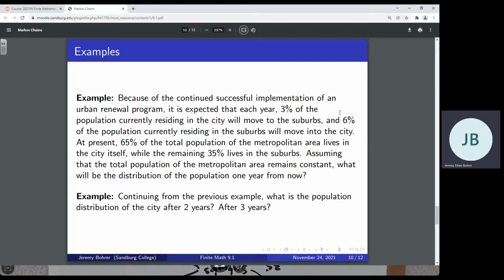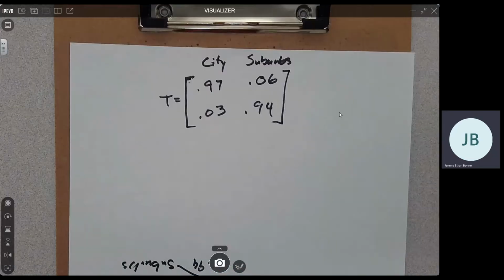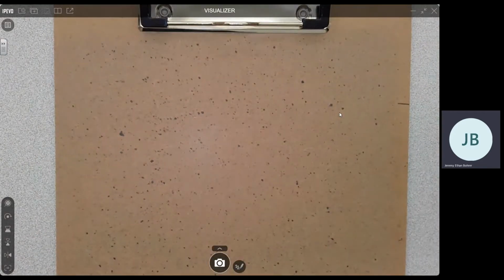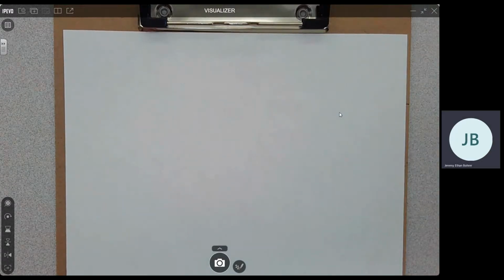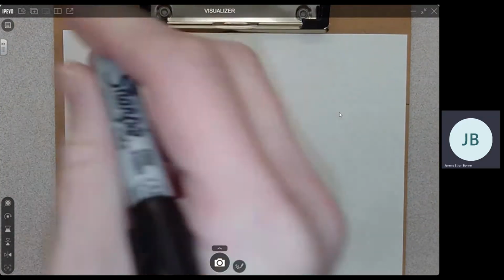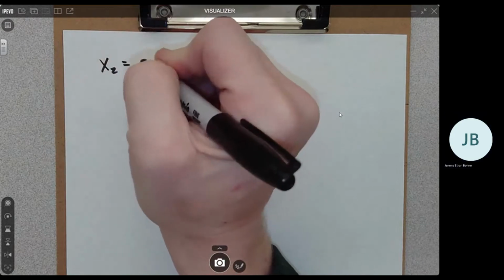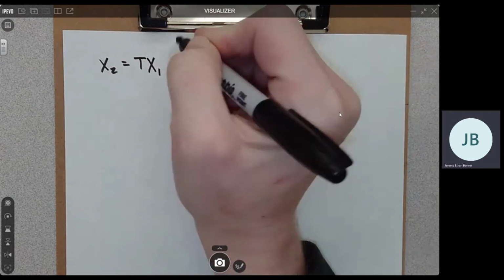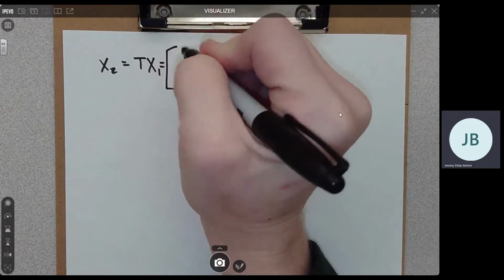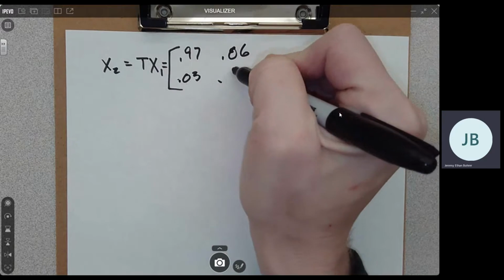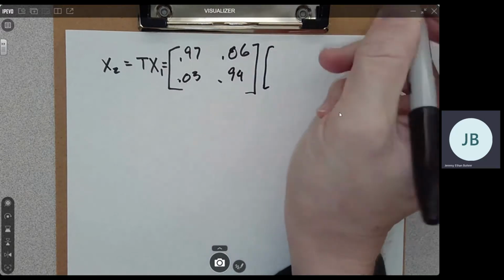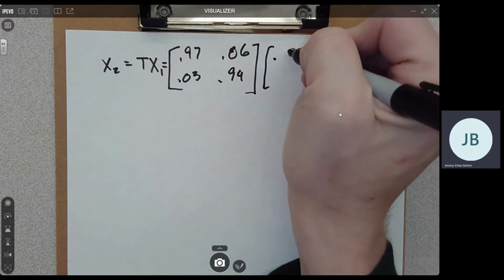Continuing from the previous example, what is the population distribution of the city after 2 years or after 3 years? Well, since we have that matrix I just showed you, we can use that. All we have to do is multiply our new values by the matrix. So x2, the population in year two, is going to be T times x1. So that's equal to 0.97, 0.03, 0.06, 0.94 times the vector matrix of the population after year one, which was x1.